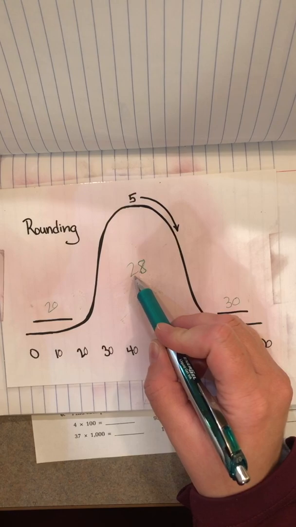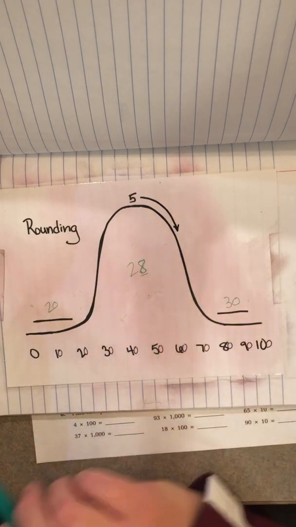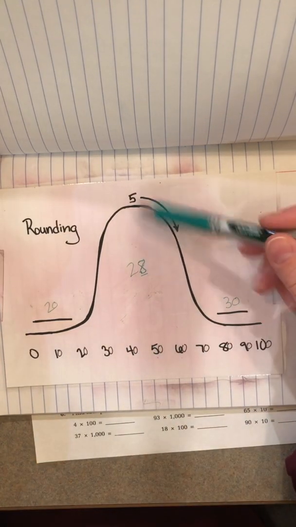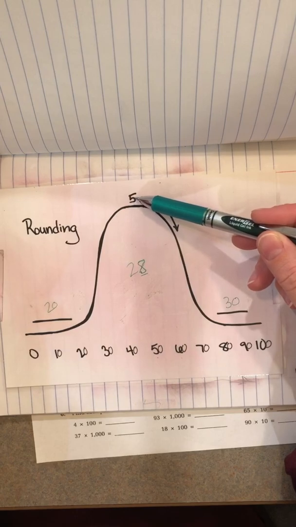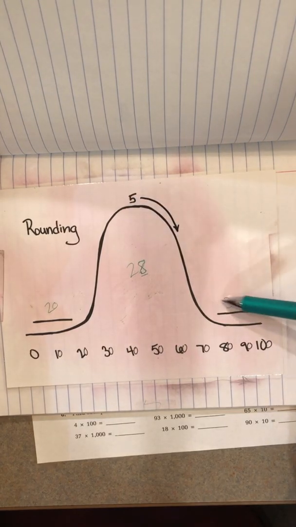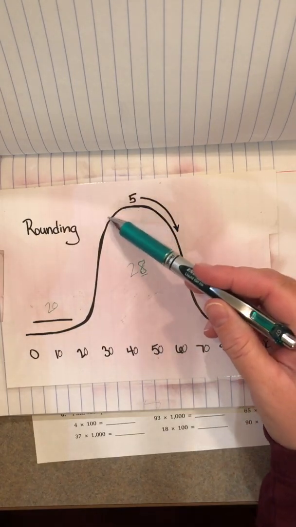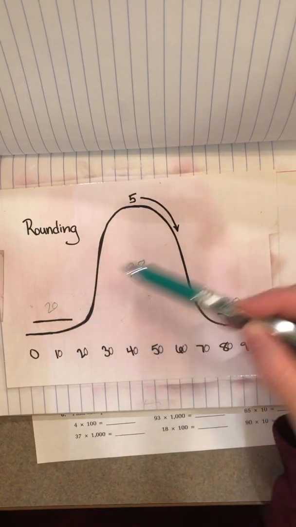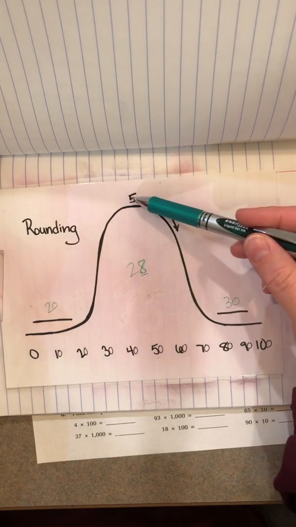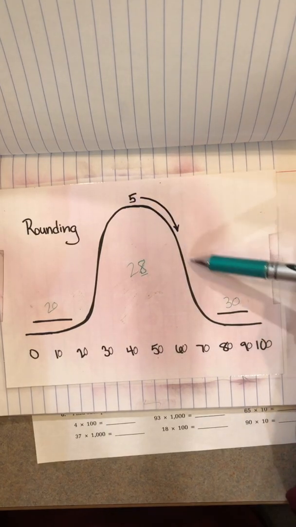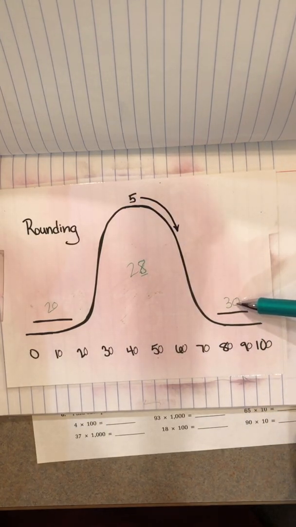And if I'm rounding to the nearest 10, I look at the 1 spot and I decide 5 and greater goes this way. And if it isn't great up to 5 yet, it goes back to this way. So 8 is greater than 5, isn't it? 5 and greater goes this way. So when we're rounding 28, the closest 10 is 30.